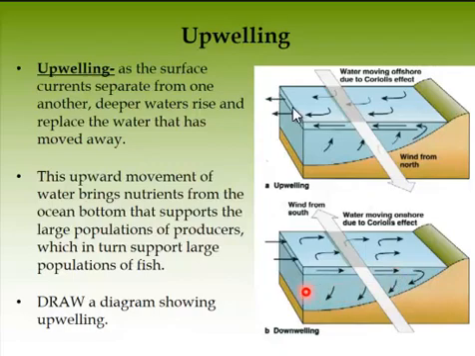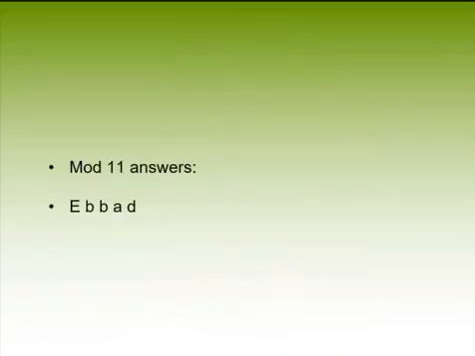Downwelling was the opposite. This is downwelling. And this one is showing the upwelling of the cool, nutrient-rich water. So this is a normal year, like around Peru, and this is an El Nino around Peru. It's going to cause that downwelling because of the change in the patterns. So your Module 11 answers to those multiple choice questions are E, B, B, A, D.